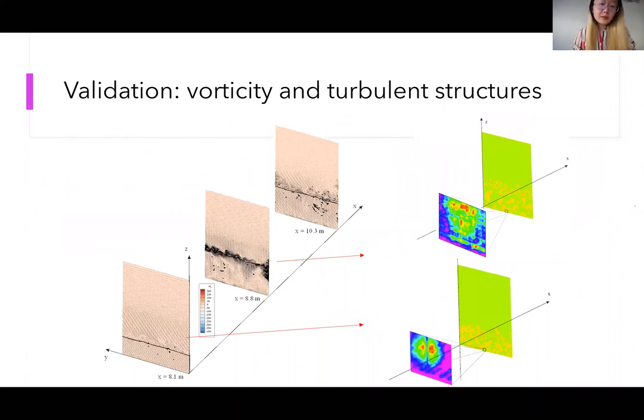When we study turbulent flow, another interesting point to look at is the vorticity and the turbulent structures. With numerical models, it's relatively easy and now commonly applied to use vector fields to calculate vorticity. And then if you want to visualize the turbulent structures, you can use the lambda function to visualize the turbulent structures.